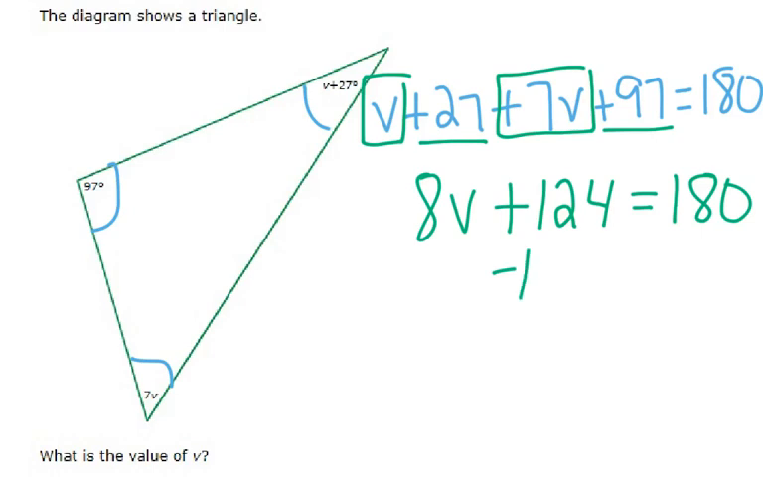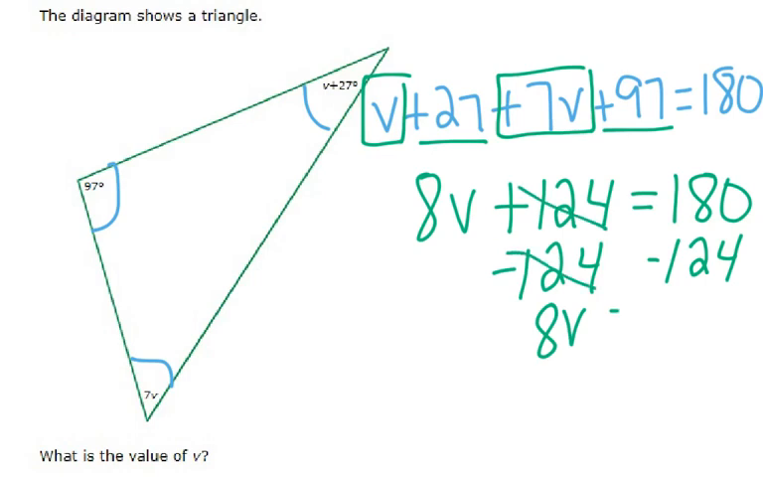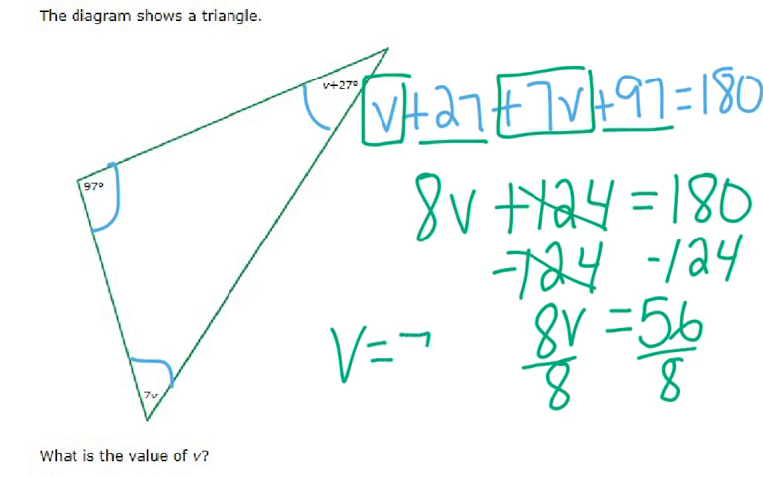So then I subtract 124 from both sides. I get 8v is equal to 56. And then I divide by 8 on both sides. So v is equal to 7 for this answer.